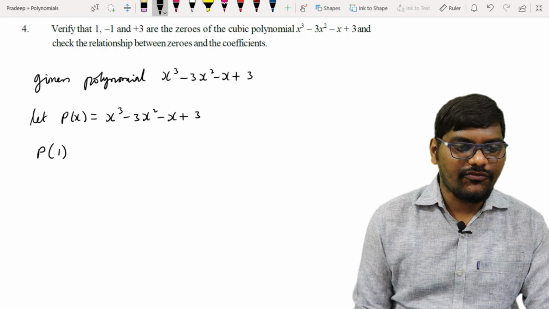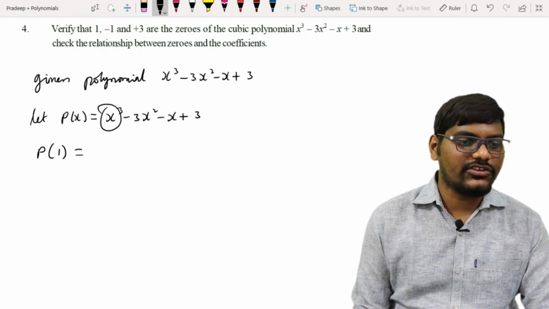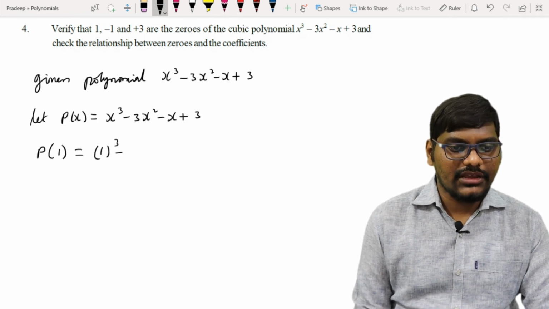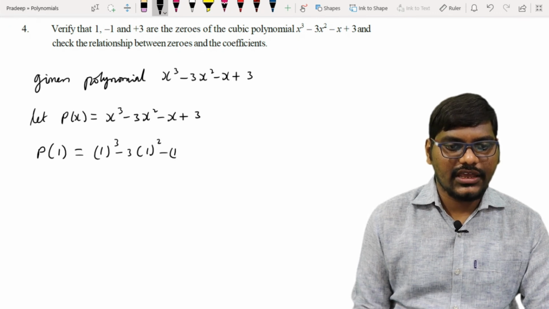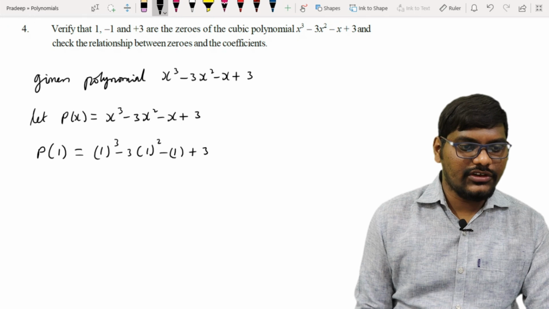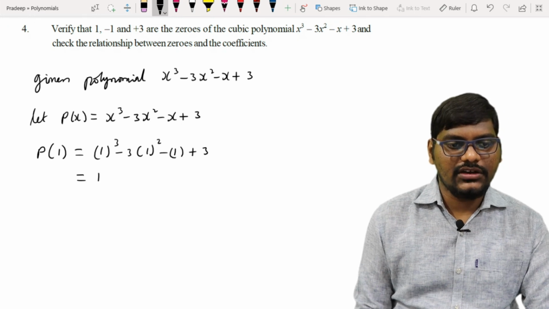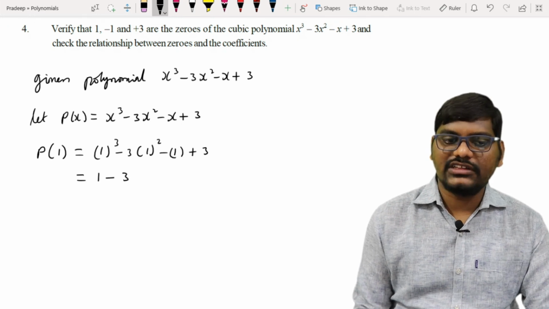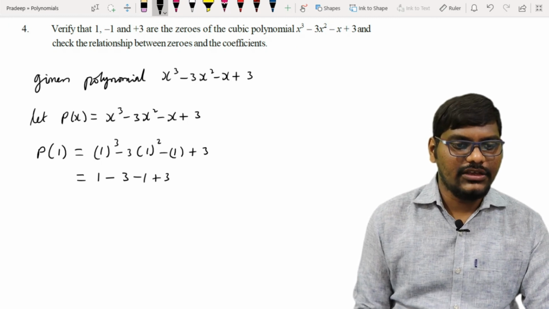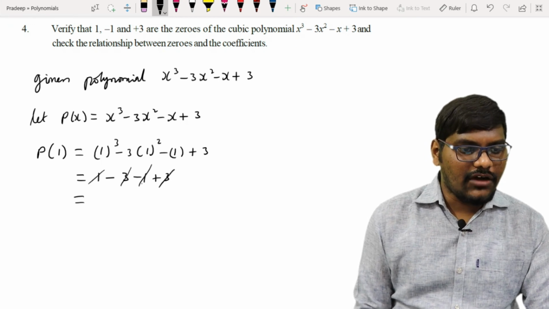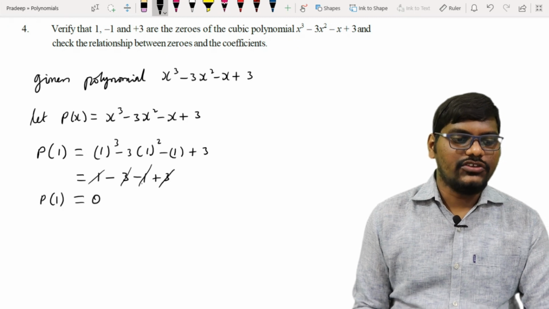So I can write p of 1 equal to, wherever x is there, I can just substitute 1. So 1 power 3 minus 3 into 1 square minus, in the place of x, 1 again, plus 3. So let's see what we get. 1 power 3 is 1. 3 into 1 square is nothing but 1, so 3 into 1 is 3, so minus 3 plus 3. Plus 3 minus 3 can be cancelled, plus 1 minus 1 can be cancelled. P of 1 we are getting as 0.